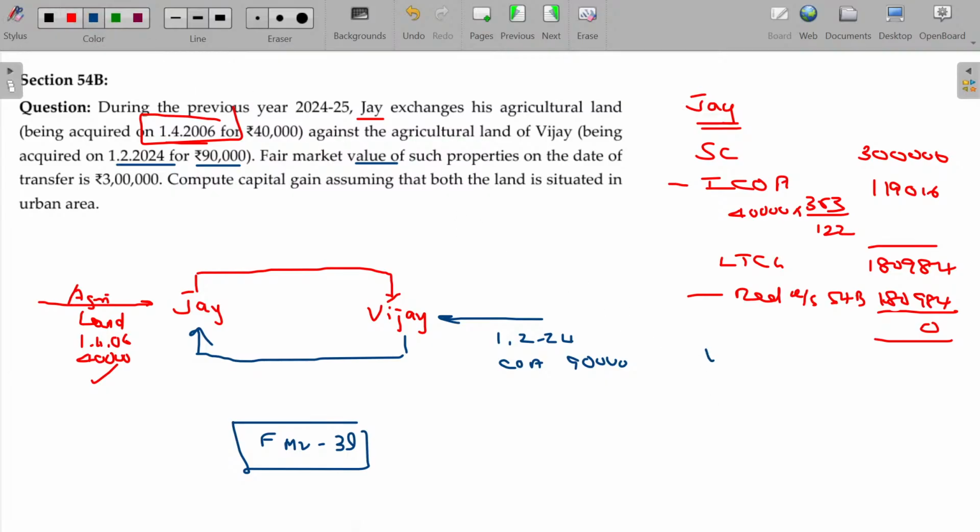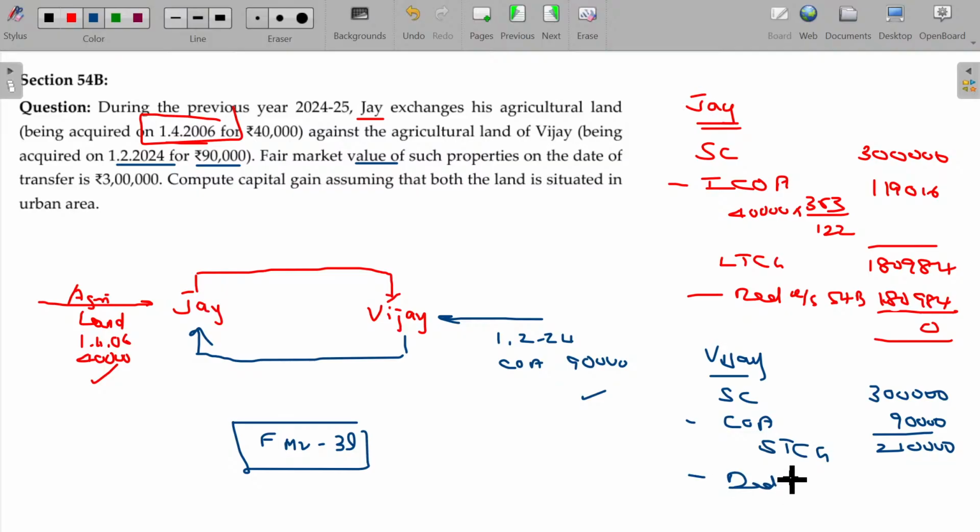In case of Vijay, sale consideration being 3 lakhs minus cost of acquisition. Cost of acquisition being 90,000, acquired in 2024 and transferred within 1 year itself. So then it is short term, and he is not eligible for claiming the indexation. The actual cost of acquisition is subtracted, so 2,10,000. Then this is called short term capital gain.